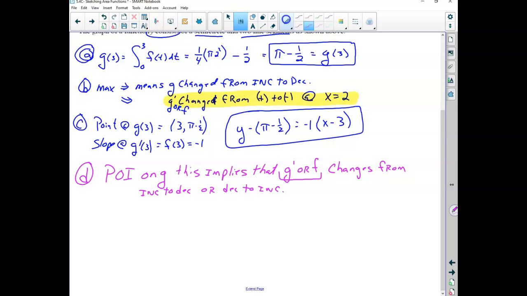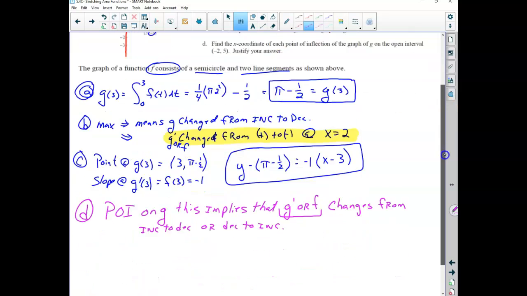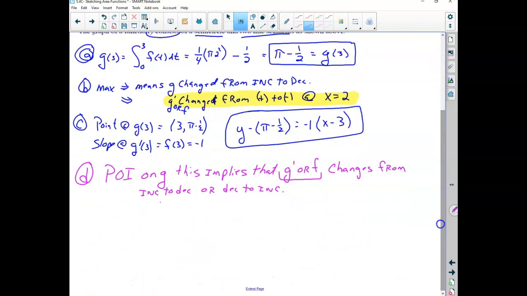Right? Did that ever happen up here? Did G prime ever change from increasing to decreasing or decreasing to increasing? Well, I'm increasing, then I'm decreasing. Looks like I got one right there at x equals 0. Therefore, point of inflection on G at x equals 0.